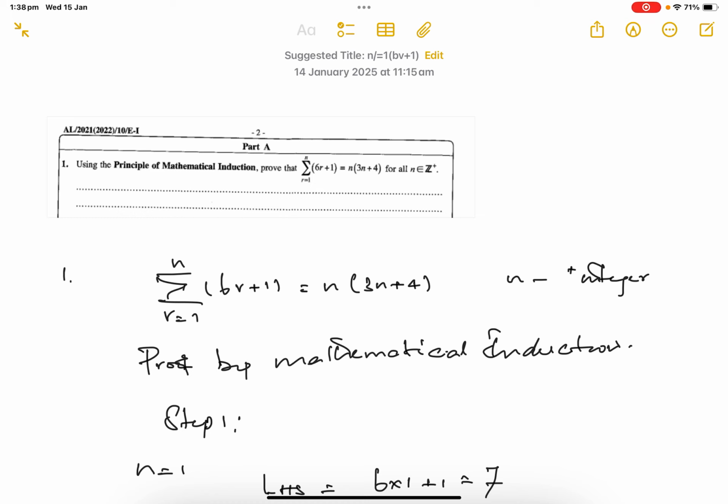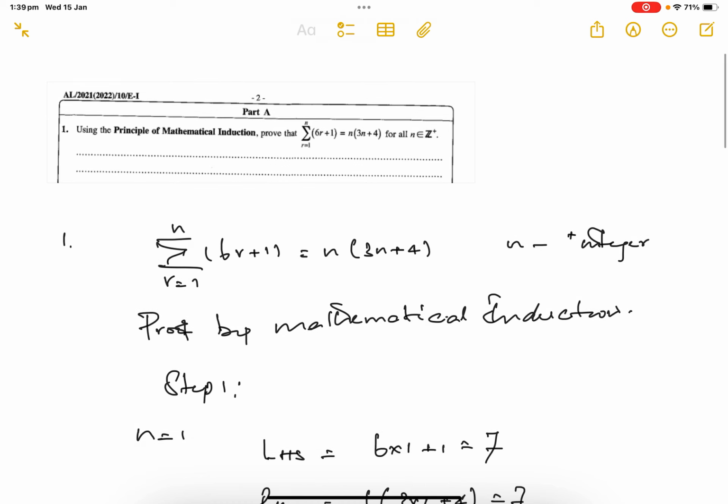Another past question on mathematical induction. The question: using the principle of mathematical induction, prove that the sum of (6r + 1), for r from 1 to n, equals n times (3n + 4). N is an integer.